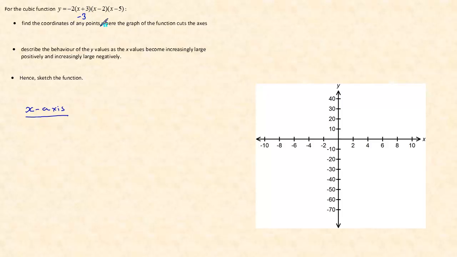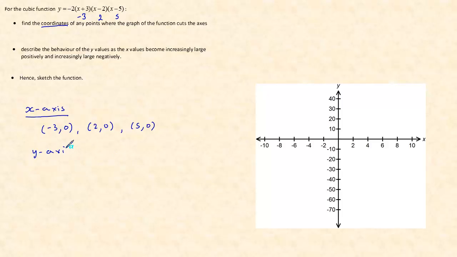This one would be at negative 3, 2 and 5, and we want coordinates, so that's negative 3, 0, 2, 0 and 5, 0. Remember, the x-coordinate comes first.